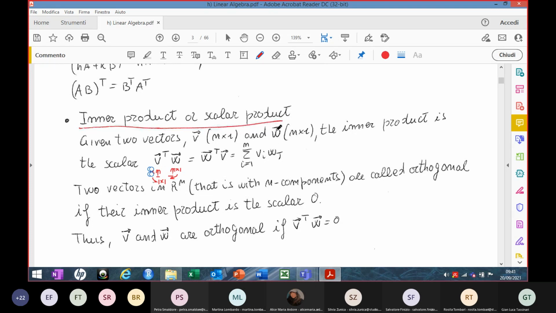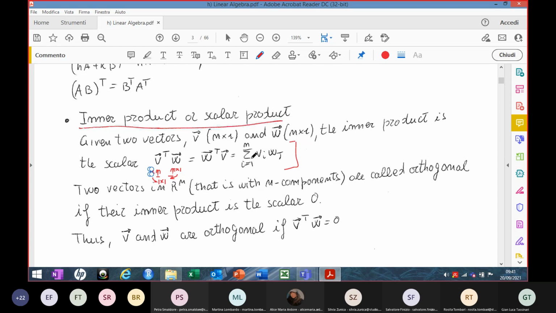you can first transpose W, so W transpose, which will obviously be a vector of dimension 1 times n, times V itself, which is n times 1. Again, 1 times n times n times 1 is feasible because n equals n, and the result is a matrix of dimension 1 times 1, therefore a scalar. And in particular here you find the definition of a scalar or inner product.